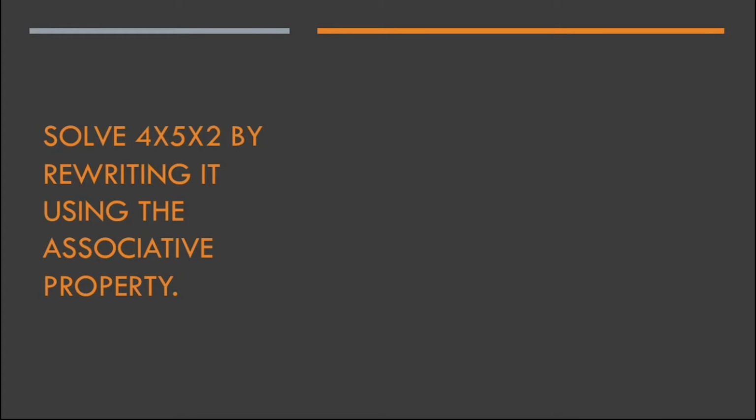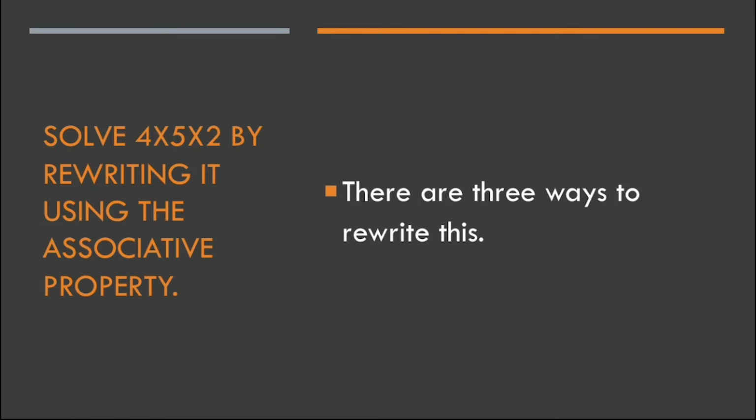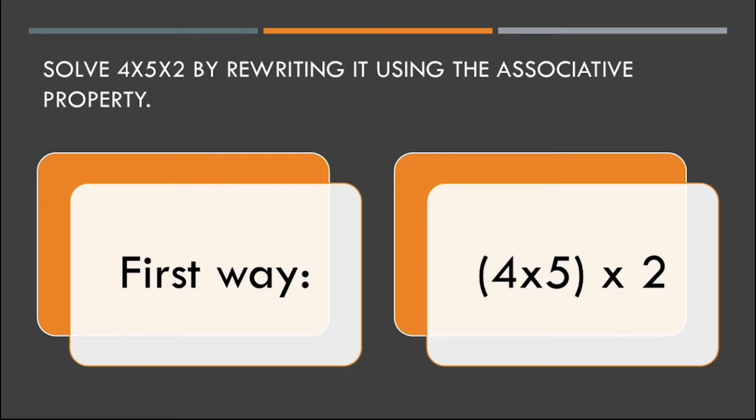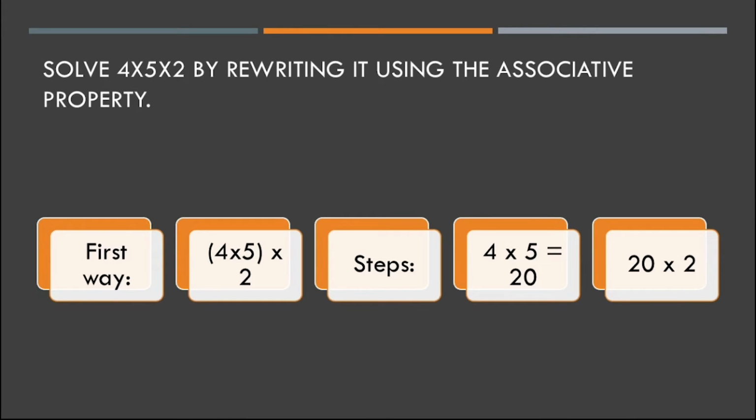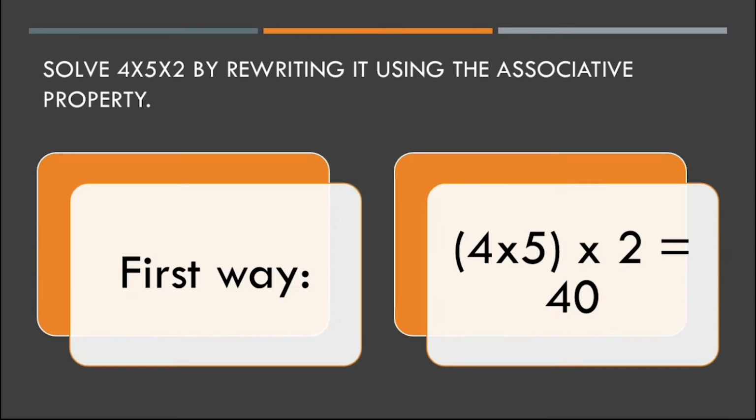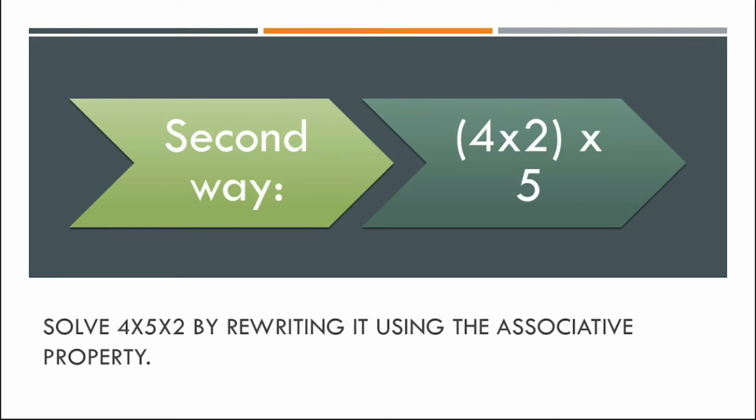The second problem is to solve 4 times 5 times 2 by rewriting it and using the Associative Property. We can rewrite this three different ways. The first way to rewrite this is in the parentheses 4 times 5, outside the parentheses times 2. To solve this, we do 4 times 5 equals 20, and then 20 times 2. This equals 40.